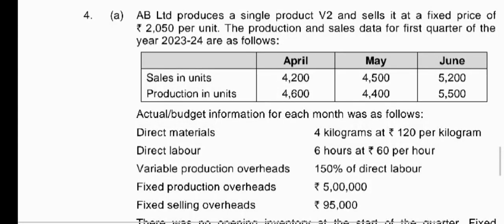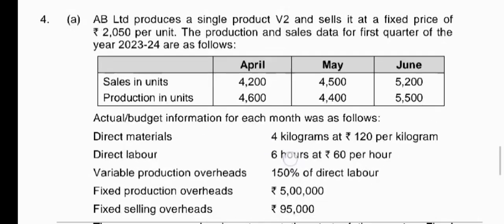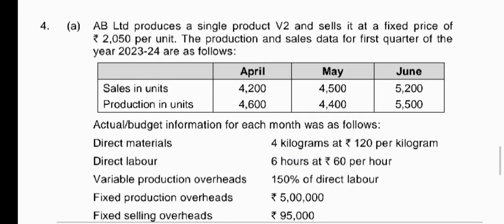Hello guys, welcome back. Now we are going to continue with question number 4, part A, which says, okay, let's start. AB Limited produces a single product V2 and sells it at a fixed price of 2050 per unit.